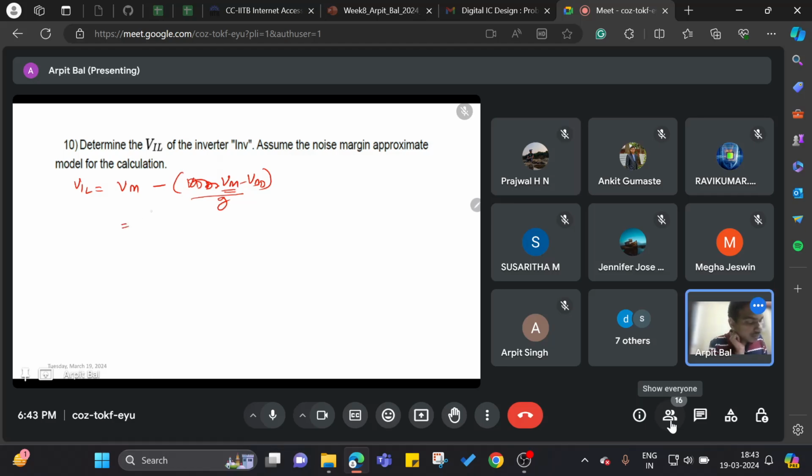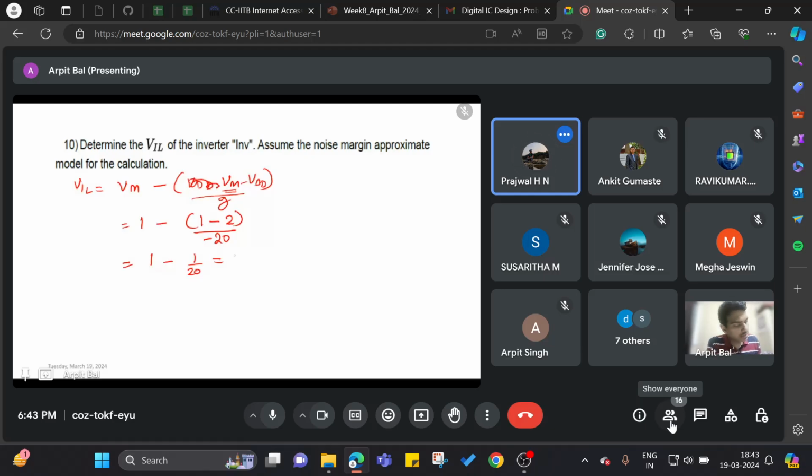Okay. So VM is your VDD by 2, that is 1 volt, minus, this is 1, minus what is VDD? It is 2 volts, right? Divided by G, that is minus 20 in this question. So what is your VIL? 0.95. Correct.